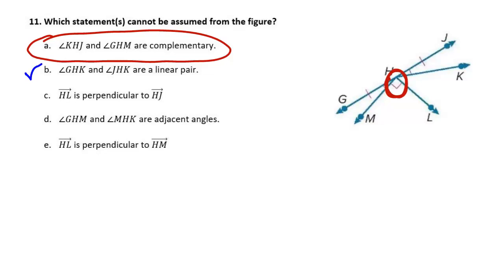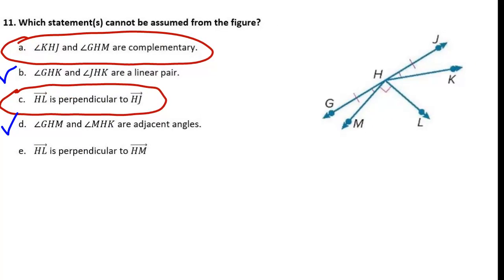Can I assume that ray HL right here is perpendicular to HJ right here? This I could assume is perpendicular, but not this. Can I assume that things are adjacent angles? Yes. Can I assume that HL and HM are perpendicular? Yes, because they have that right angle marking there.